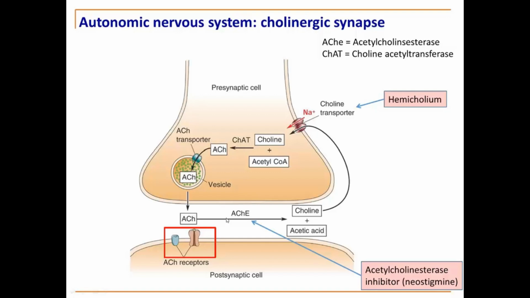And so acetylcholinesterase inhibitors may be applied in the diagnosis and treatment of a variety of diseases like myasthenia gravis, Alzheimer's disease, bladder distension, glaucoma. There are all manner of diseases where acetylcholinesterase inhibitors are used.